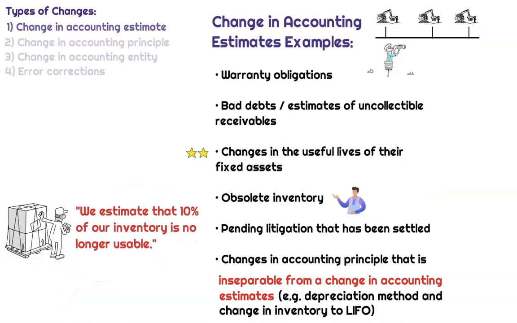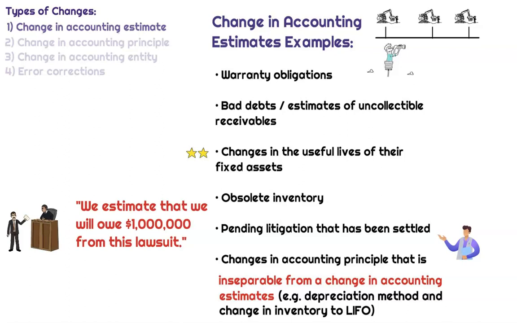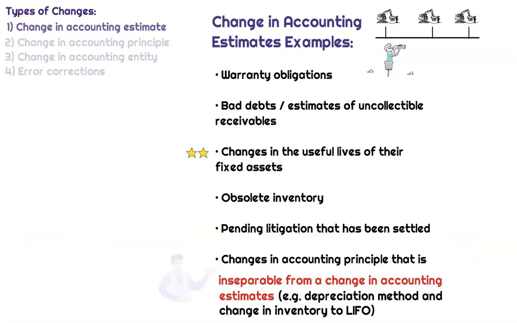Next one we have is obsolete inventory. How much of our inventory is obsolete is often going to be estimated. Okay, so pending litigation, what the result of the pending litigation settlement is to be determined. We often need to estimate that as well, right? How much do we expect to receive from this lawsuit? How much do we expect to pay from getting sued? All right, and the last one is something that we need to keep in mind. Changes in accounting principle that are inseparable from a change in accounting estimate. Okay, so when we talk about changes in principle, which we'll get to more in just a second, we're going to be talking a lot about changes from one GAAP methodology to another GAAP methodology.